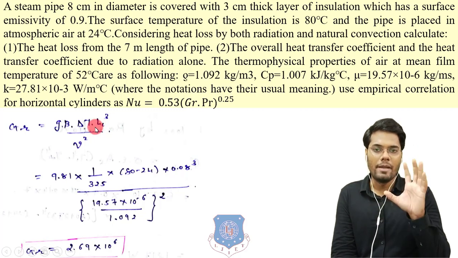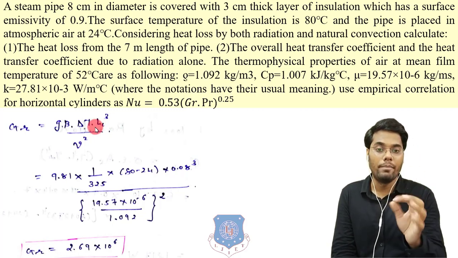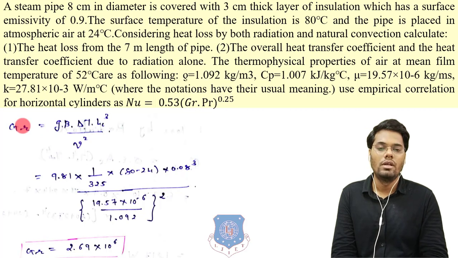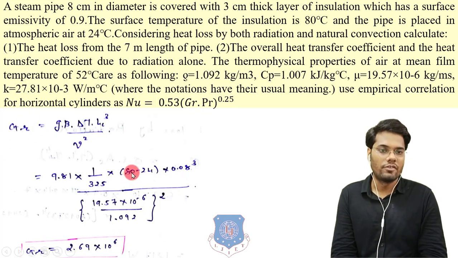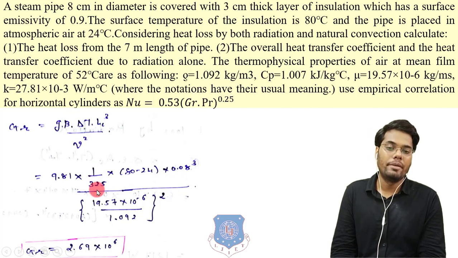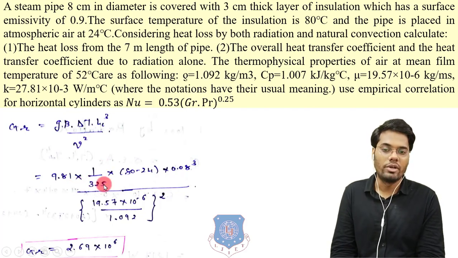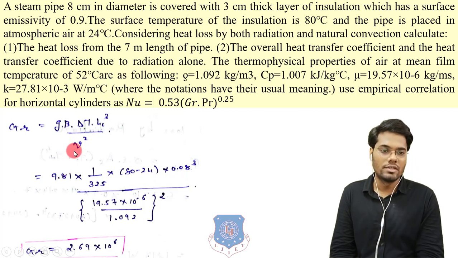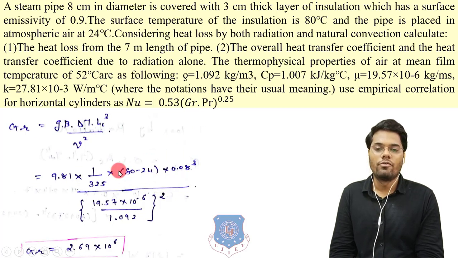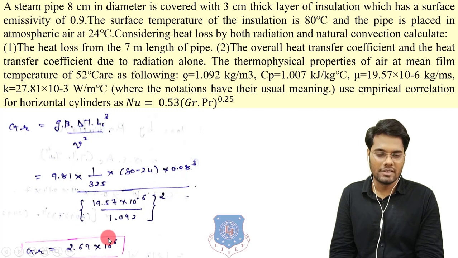In our case there is a steam pipe, so our characteristic dimension is its diameter, which is 8 cm, so that is 0.08 meter. Delta T is the temperature difference. So the surface temperature is 80 degrees Celsius and the surrounding temperature is 24 degrees Celsius, so that is 80 minus 24. Beta is 1 upon the mean temperature. Mean temperature is 325 Kelvin, so that is 1 upon 325. g is 9.81. Kinematic viscosity is mu by rho. So here mu is 19.57 into 10 to the minus 6, divided by rho, which is 1.902 kg per meter cube. So solving this, we will get the value of Grashof number as 2.69 into 10 to the 6.